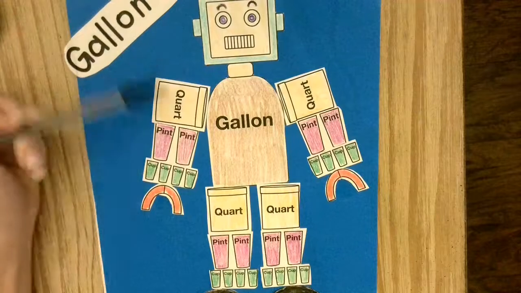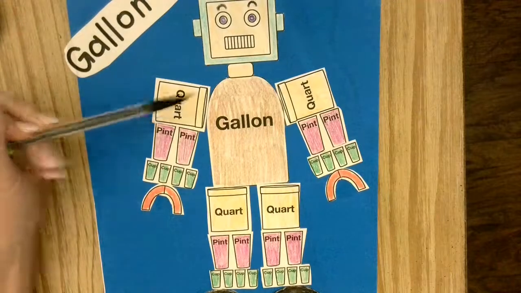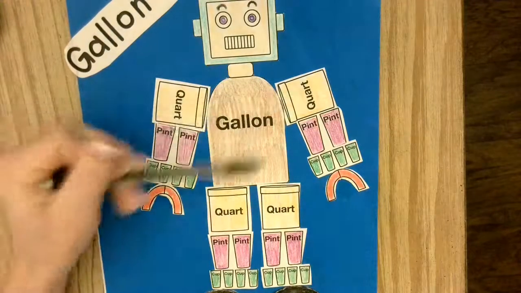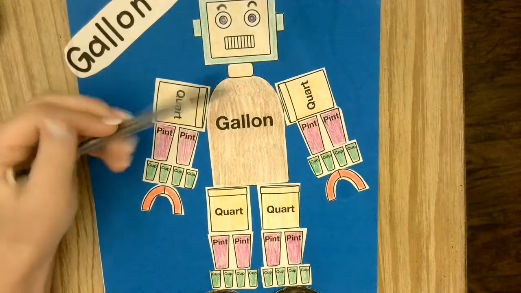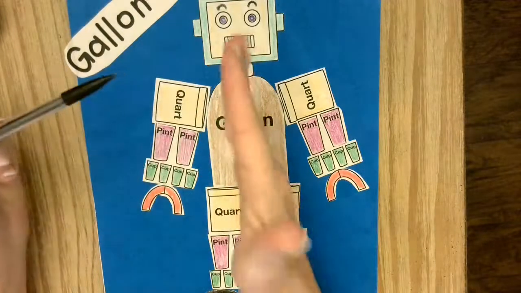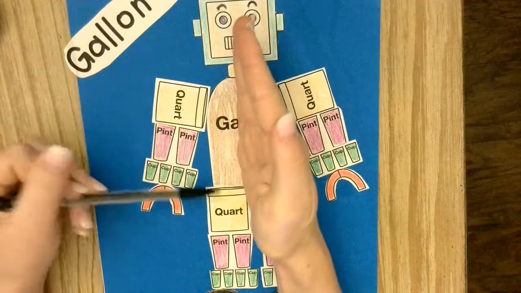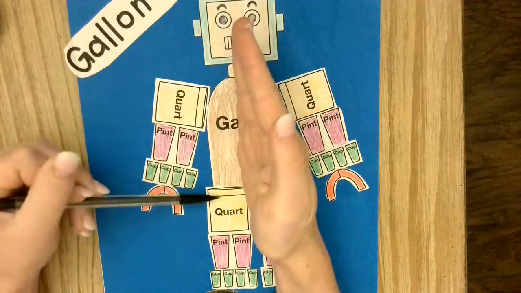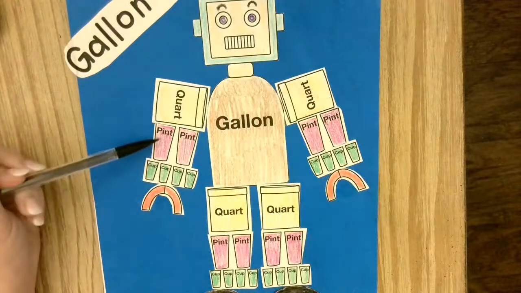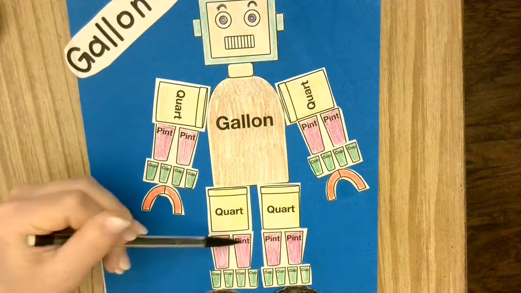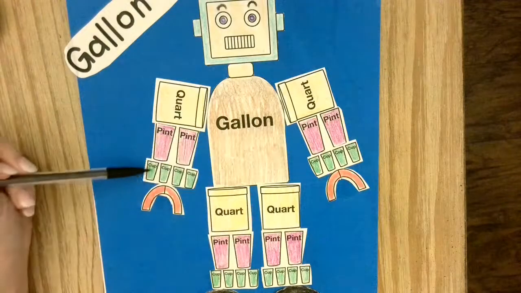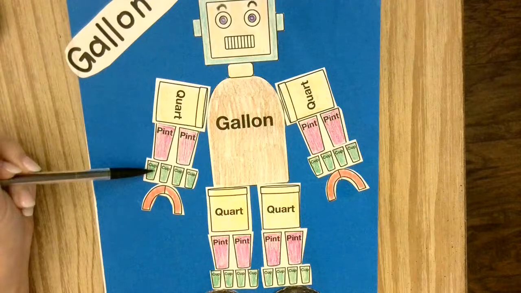So what this represents, I know a lot of you have already done this in the lower grades, but what this represents is you have 4 quarts in 1 gallon. So then if you were to take just half of a gallon and look at only half of it, then you would have 2 quarts in a half gallon. And then you have 2 pints in each quart, and then you have 2 cups in each pint.